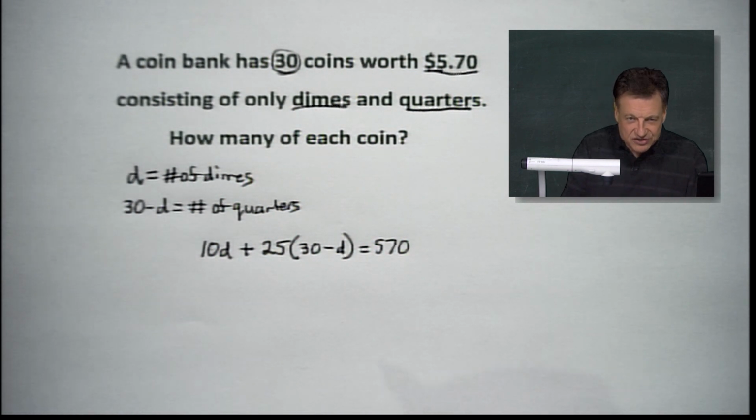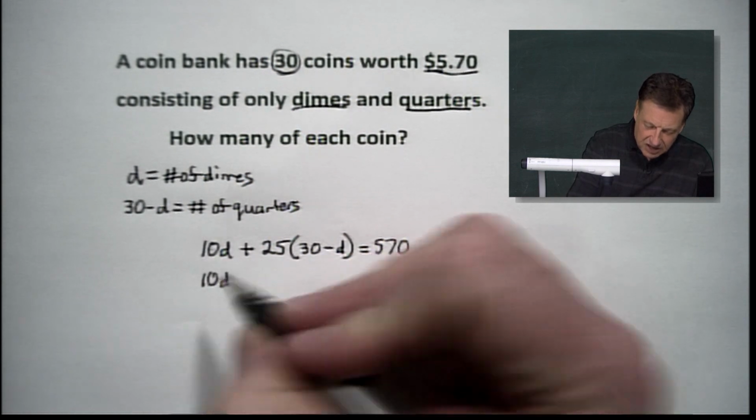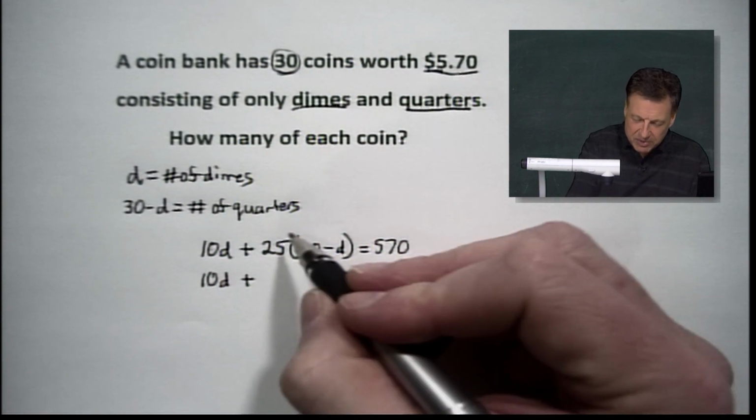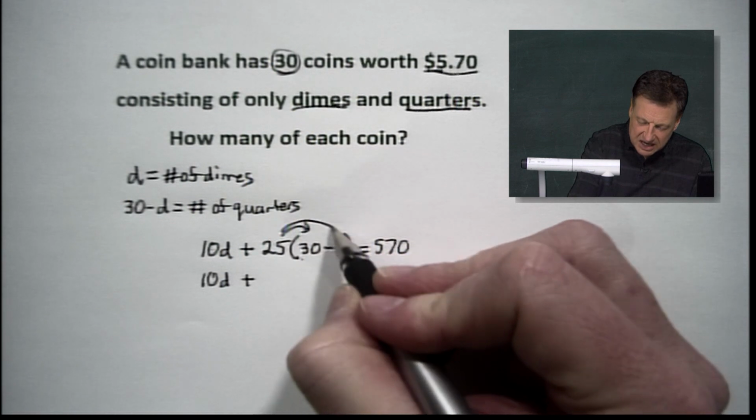As it is now, it looks complicated enough for some of you. Are saying, yes, let's move this problem and go forward. So we've got 10D. Now it's time to do a little distributive property moment. We're going to take the 25 times that.